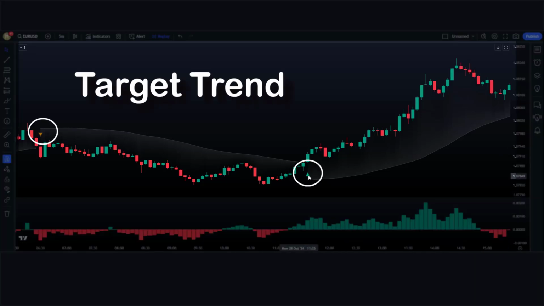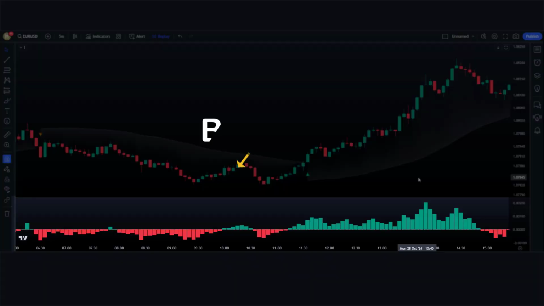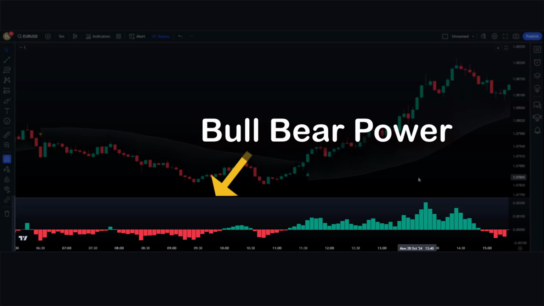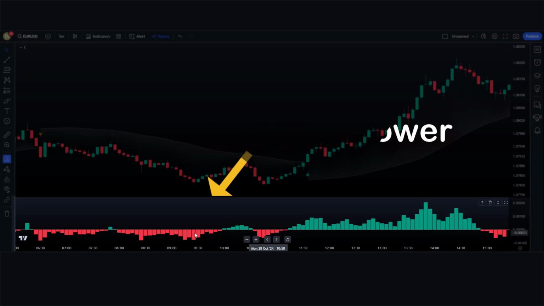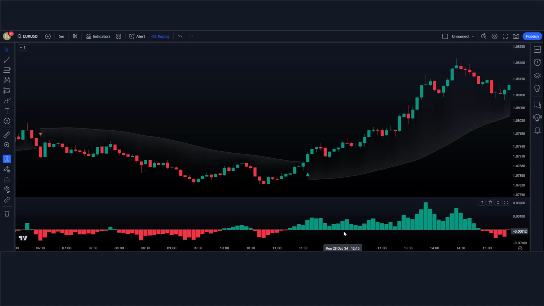The buy-sell signal indicator that we see in the chart is called target trend. And the bottom indicator that we can see in the chart is called bull-bear power. Now let's understand the concept where we will take buy and sell trades based on their conditions.